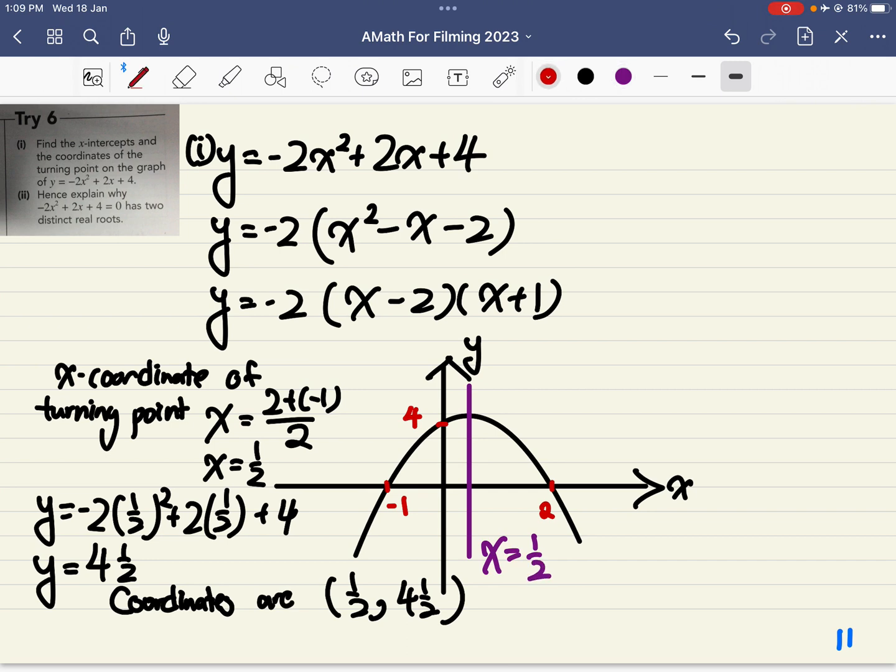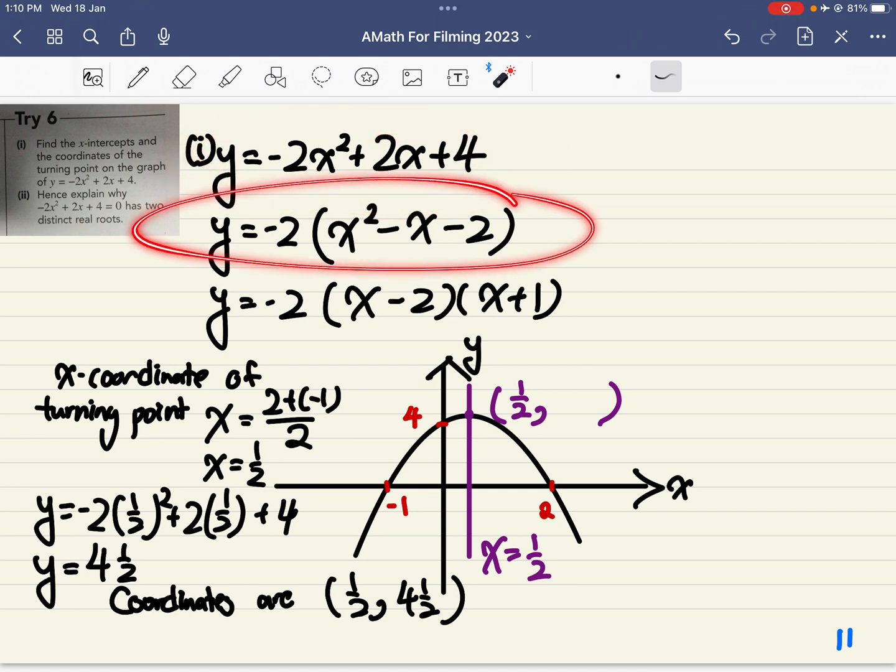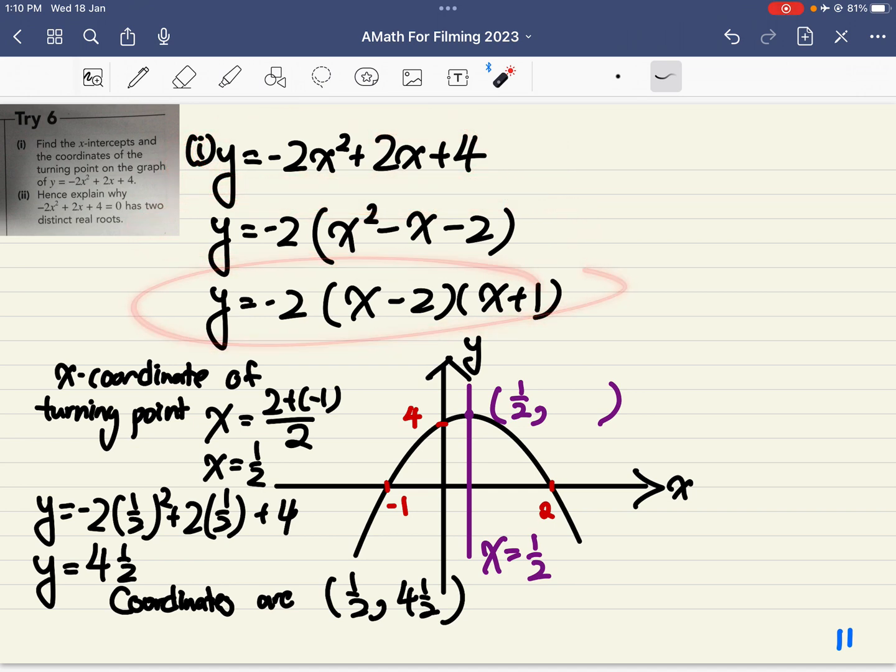If x equals half, I know that for this point here, my x value is half. What I need to do is find my y value. So I take my half and substitute it into my equation. You can substitute it here, here, or here, and you still get the answer. If you're careful, what I get is 4.5. So here I get 4.5.